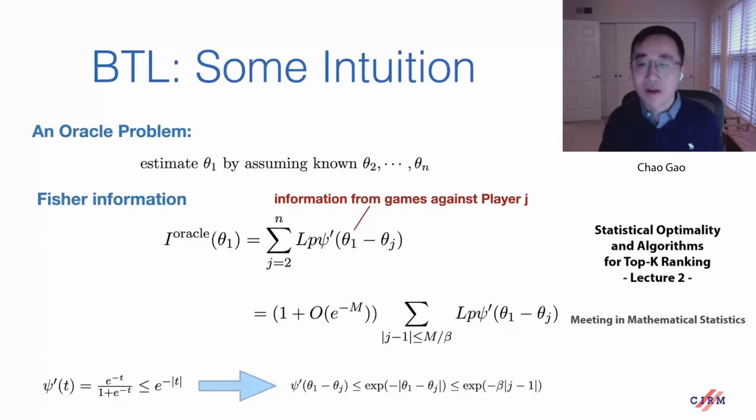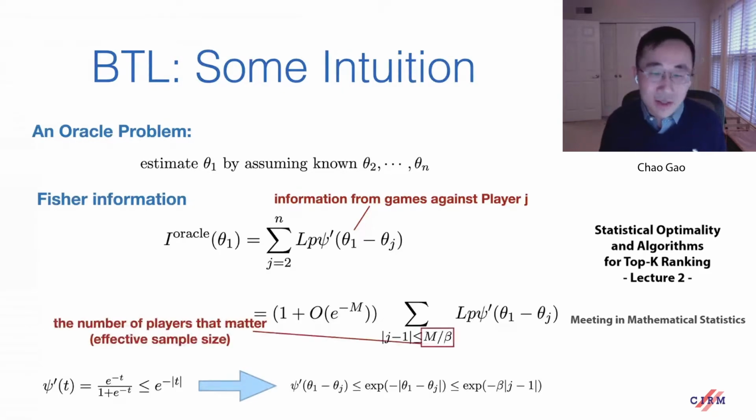Okay, so I think this is the most important slide in this talk, and all the phenomena of the BTL model come as a consequence of this slide. And as you can see, the number m over beta can really be understood as the number of players that really matter, right? All the other players are not important. You can throw away the games. And m over beta can also be understood as the effective sample size of the model. So the effective sample size of the BTL model is of order 1 over beta. It's not of order n, right?